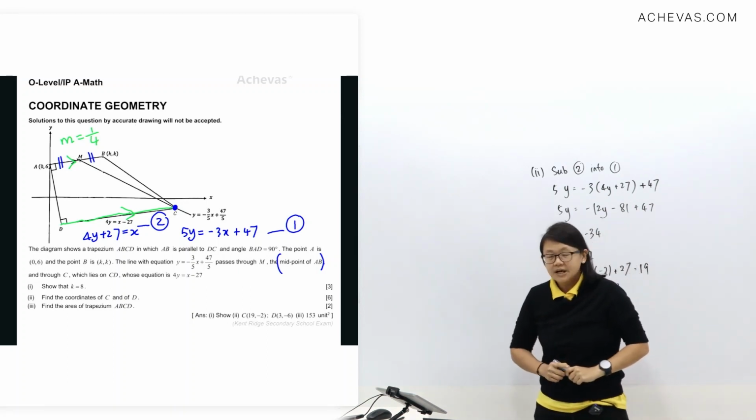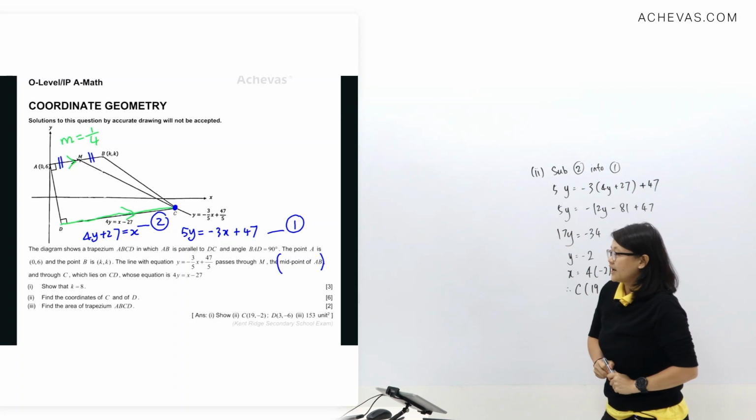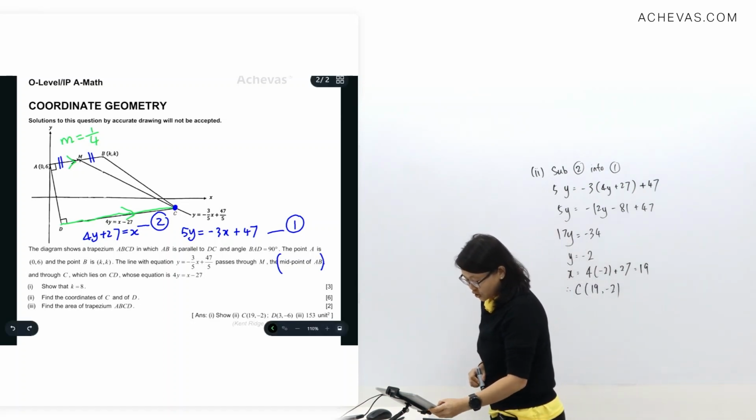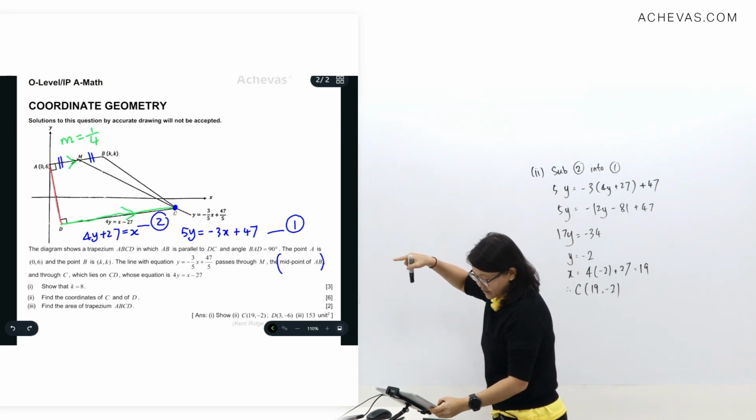We are still in part 2 here. We are still pending the coordinates of point D. So point D over there falls on 2 lines. One is the green one that we have labeled as 2. Another one is the red one that I have just drawn out.